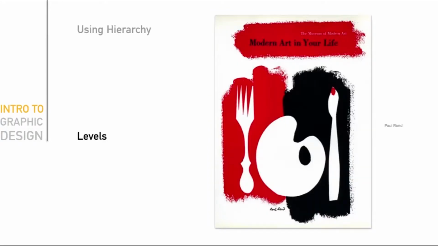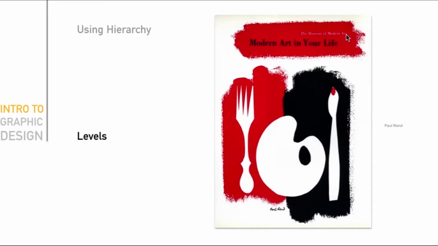This also uses hierarchy. We land on the palette with the knife and fork, and we get that visual pun. Then we go up here to modern art in your life. So this is the first read, and we understand that there's something about art or feeding on art or making a daily consumption of art. Then we go up here to the title of the book, and then this is tertiary.